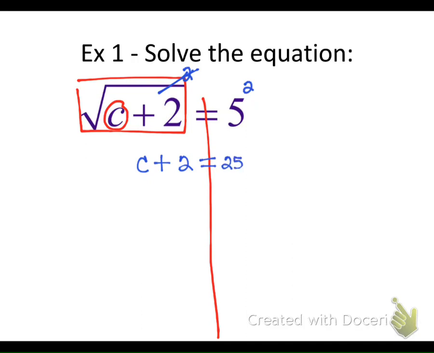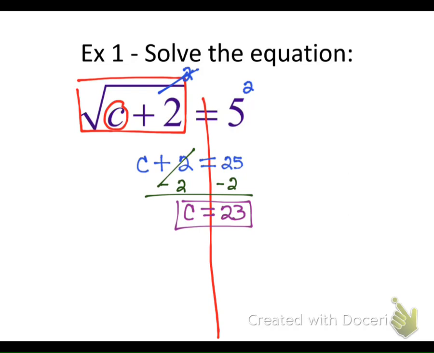And now you're at step 3. Solve as usual. So here you just have a one-step equation. So you would solve as you normally would. So how do we get the c by itself? Minus 2. So c equals 23. And box your answer.